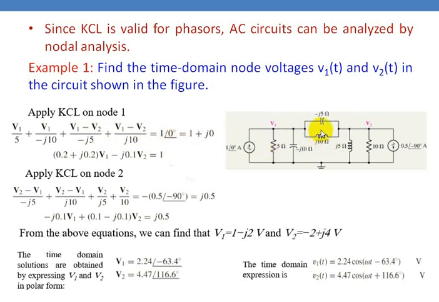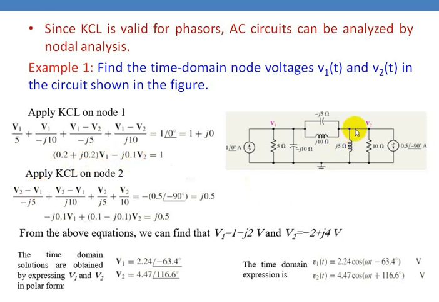So right here, now equate this current to the incoming current. Incoming current is 1 at an angle 0. So this 1 at an angle 0 in rectangular form can be written as 1 plus J0. Now you simplify this equation and separate V1 terms and V2 terms. So you will get (0.2 plus J0.2) V1 minus J0.1 V2 equal to 1.